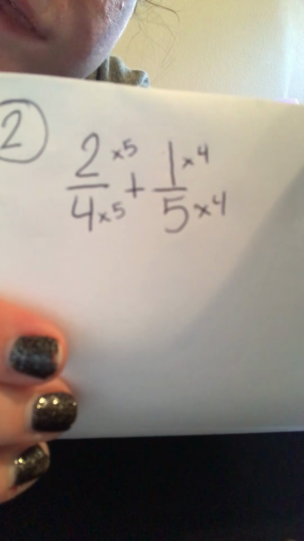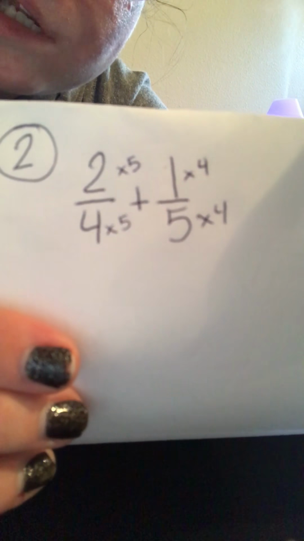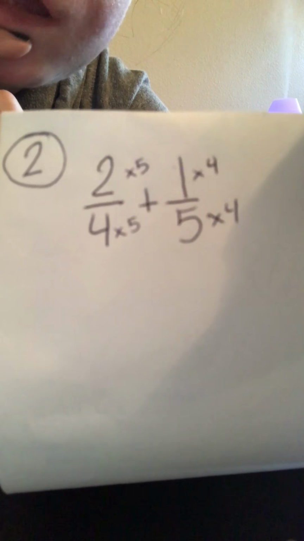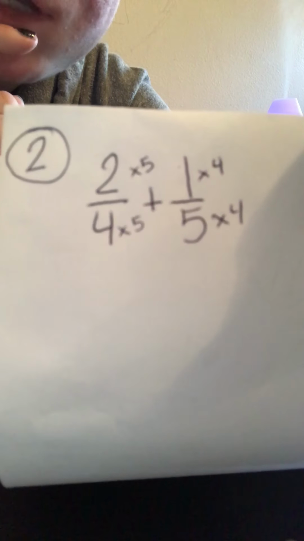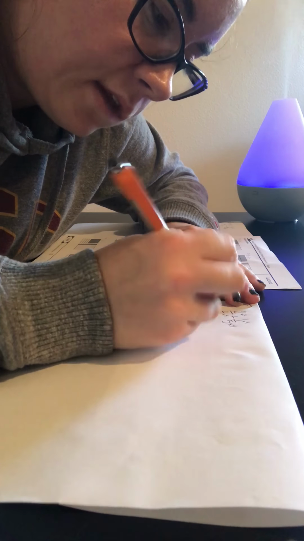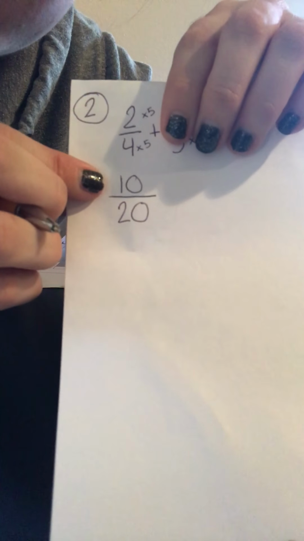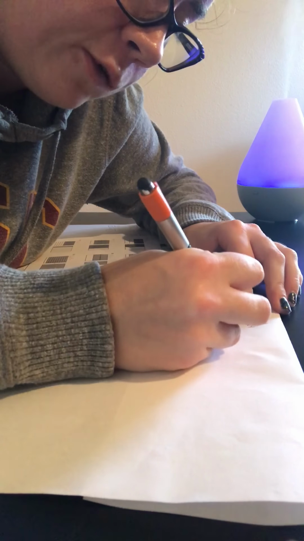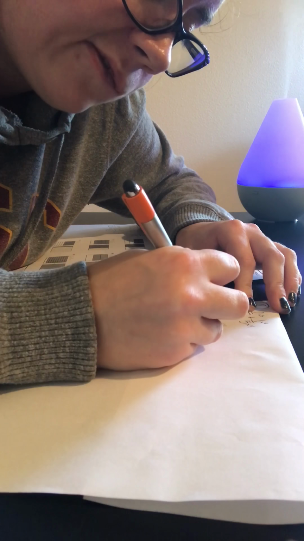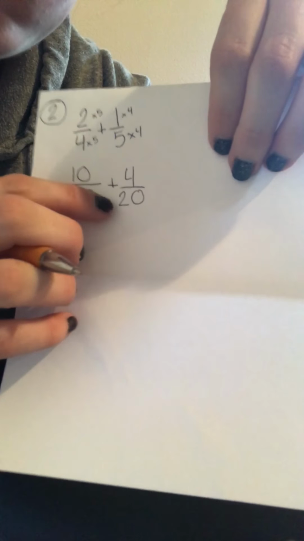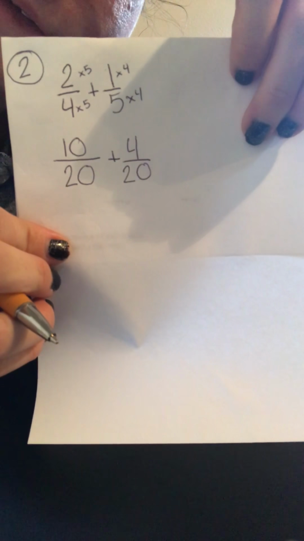Okay, so I'm going to go ahead and do that work. It's really important to know your multiplication facts quickly with this, or it's going to take you so long to draw out all the answers. Really focus and practice with multiplication facts. 2 times 5 is 10. 4 times 5 is 20. Okay, so that 2/4 becomes 10/20. Plus 1 times 4 is 4. 5 times 4 is 20. So then 1/5 becomes 4/20. Wow, aren't those nice numbers to work with?